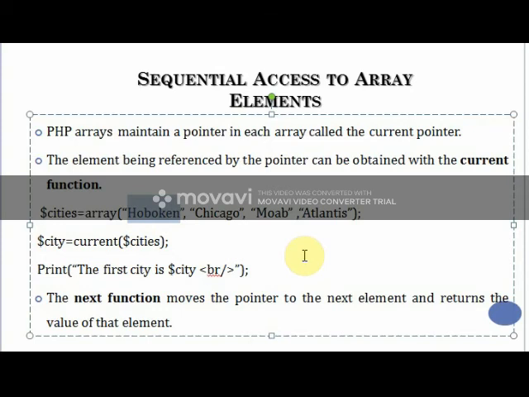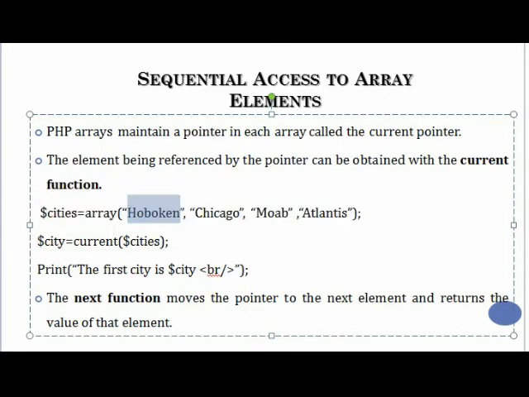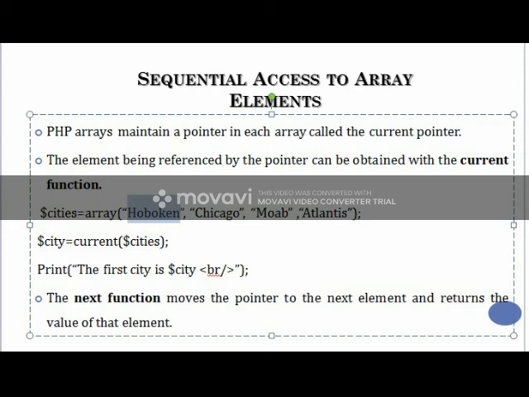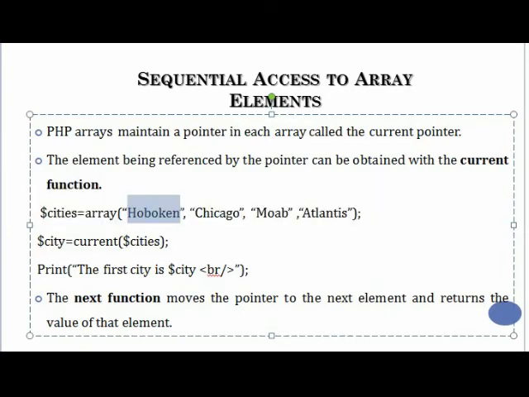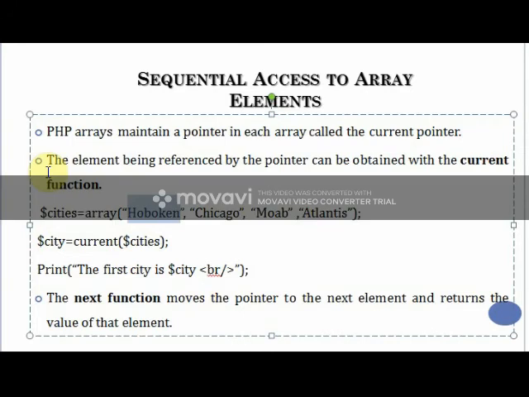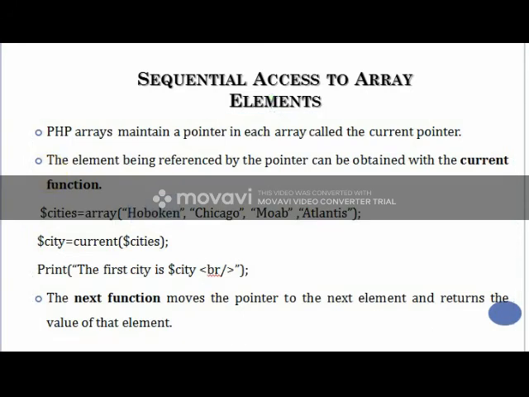Next we'll go to the next function. The current pointer can be moved. Initially it points to the first element, but the pointer can be moved with the function called next, which moves the pointer to the next array element and returns the value of that element. If the current pointer is pointing to the last element of the array, then the next function is going to return false. It goes on moving to the next element until the last element of the array is reached.